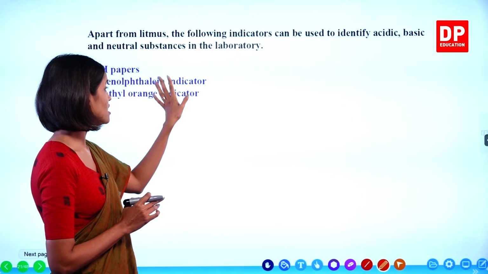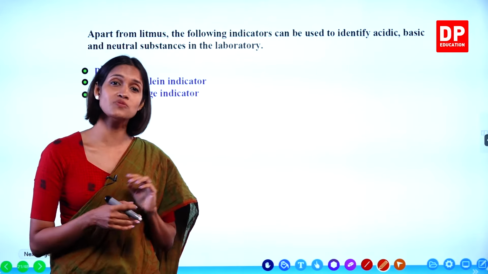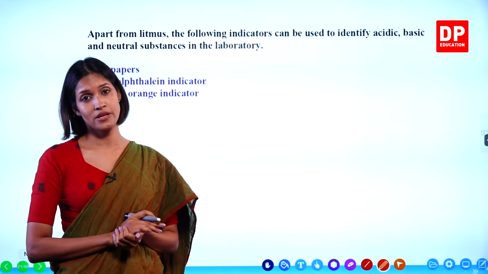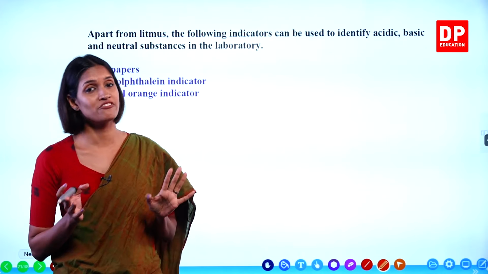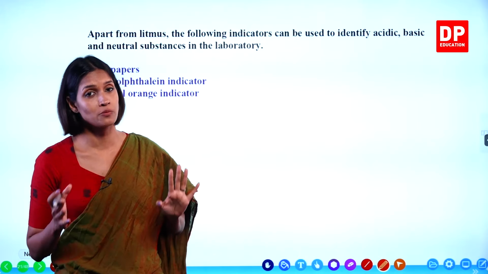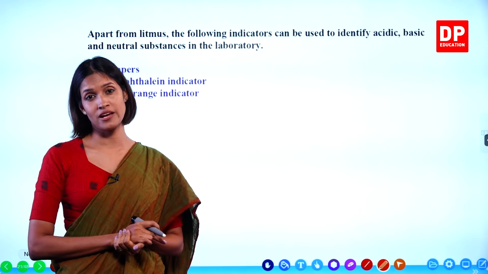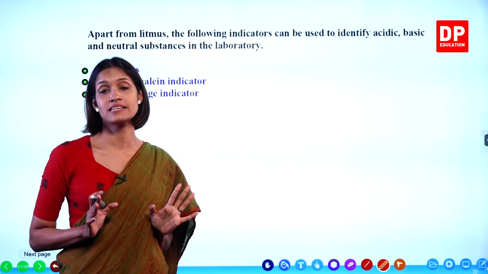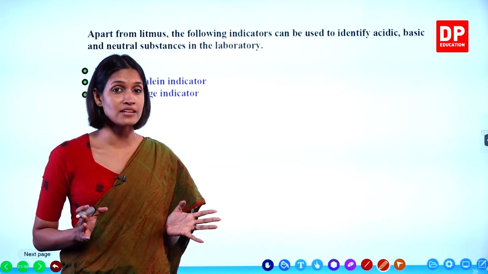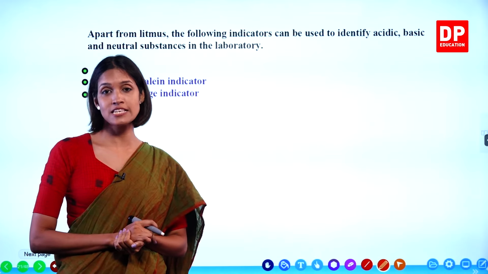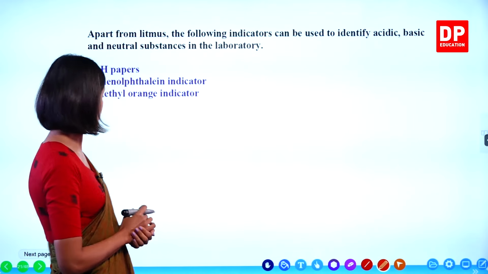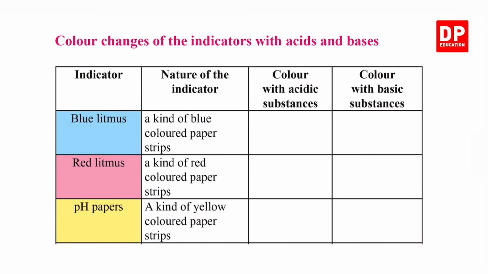Remember children, these are only some of the indicators most commonly used in the lab. There are some other indicators as well. If you read books, you will find thymol blue, bromothymol blue, those types of names are also there. They also come under indicators, right? There are a number of indicators, but these are the most commonly used indicators in the school lab. Okay, children? Now we have learned about different types of indicators that we use in the lab.